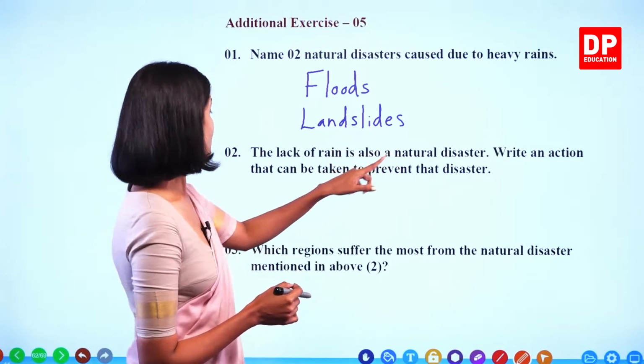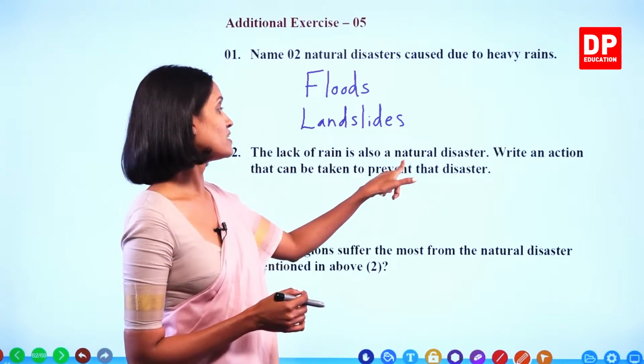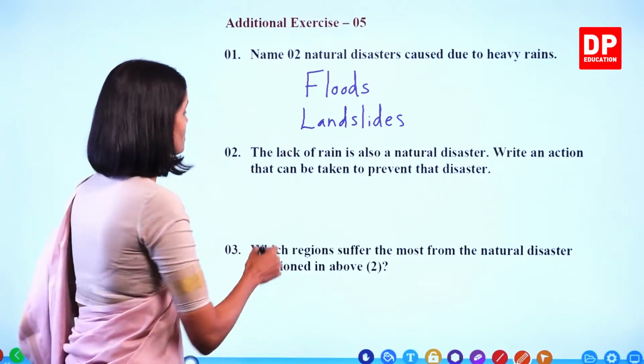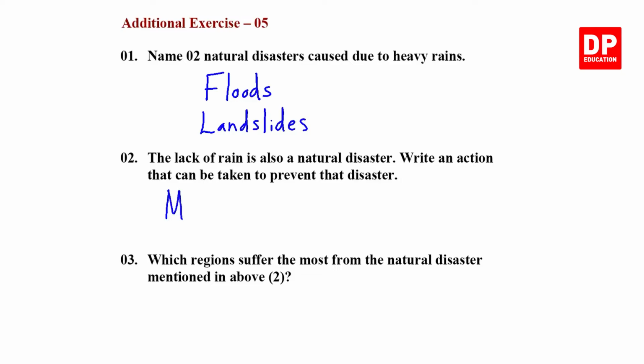So write an action that can be taken to prevent that disaster. Minimize cutting down trees. Right? Minimize cutting down trees.